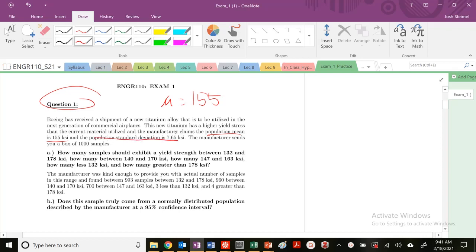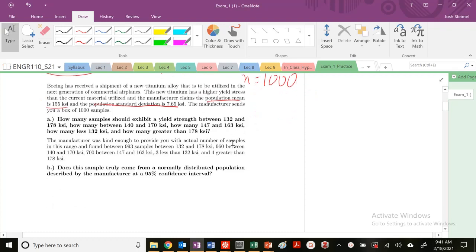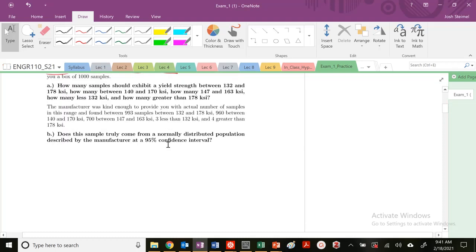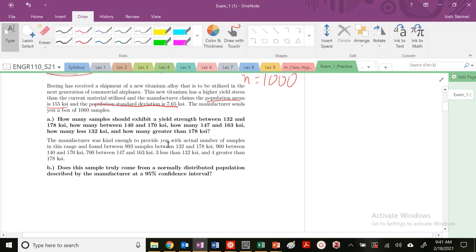Population standard deviation is equal to 7.65, and the manufacturer sends you a box of 1,000 samples, so n is equal to 1,000. So, how many samples should exhibit a yield strength between 132 and 178, 140 and 170, 147 and 163? So, lots of different values here. I also said that the manufacturer was kind enough to provide you with the actual number of samples. So, we found 993 between here, 960, etc. So, let's go ahead and set this up.